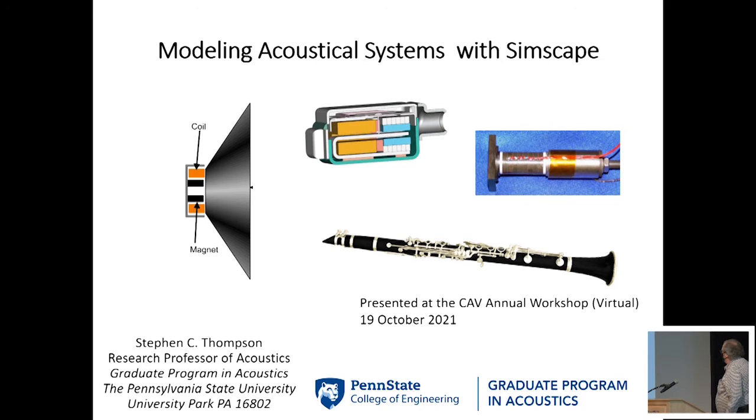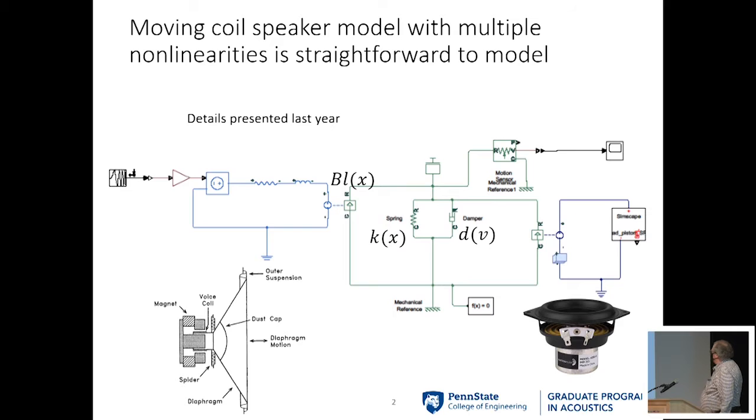Okay, so I'm going to talk about a way to model acoustic systems that I use for a lot of things having to do with transducers, but systems that are bigger than just transducers. The last one will be the clarinet. This, for example, is a model for a basic moving coil loudspeaker.